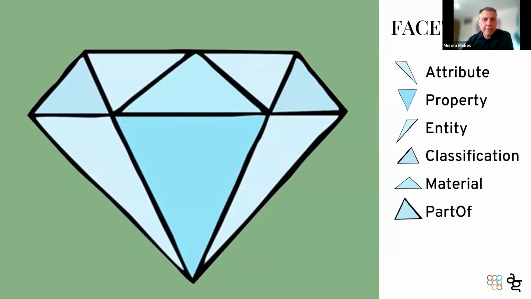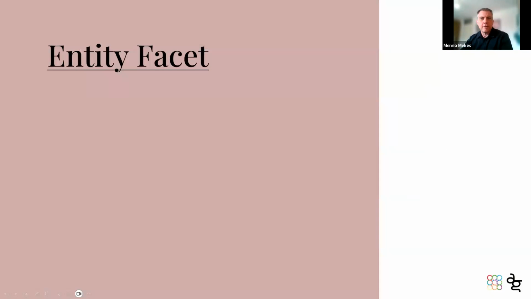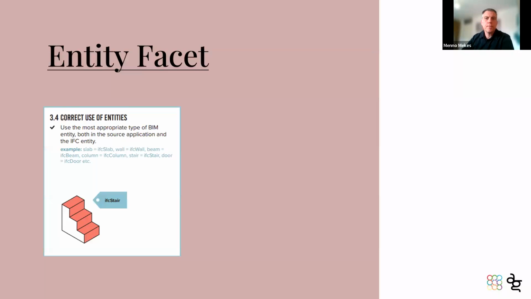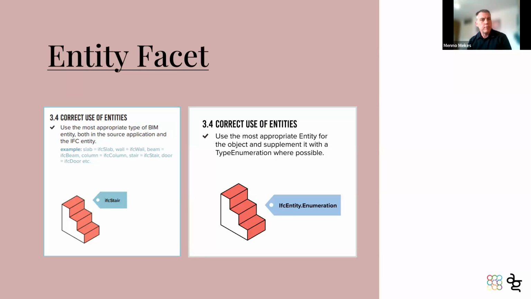So let's look at all the facets, and let's start with the easiest one, which is the entity facet, because every specification will have to do with entities. And what you see here is the BIM-based IDS version 1, where we said we would like you to use entities. And then we evolved in version 2 that we also said, let's also add the type enumeration, because that's obviously very important to the model structure.